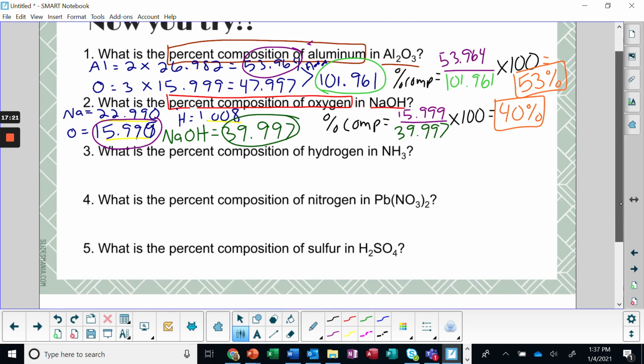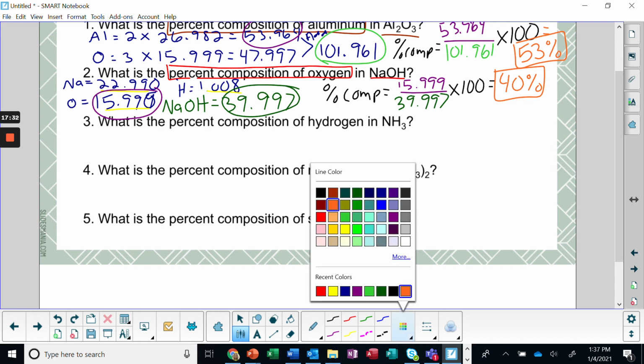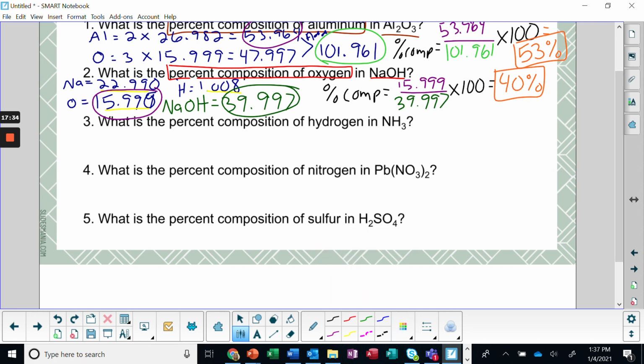Scroll on down. I know it's getting a little hard to see. My apologies. I'll make sure next time I make the PowerPoint I give some more space in between there. That's my fault. But hopefully you can kind of see what I'm doing. Alright, or hopefully you did all this and you're just checking your answers at this point, right?